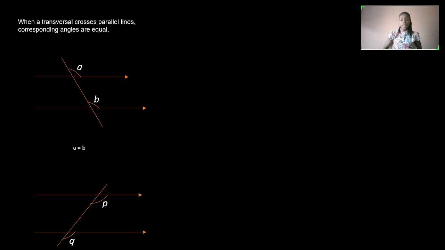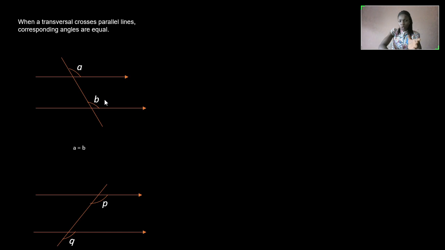So the next one we have is when a transversal crosses parallel lines, corresponding angles are equal. Corresponding angles are equal. What do you mean by that? If you watch, the first one we have is angle A and we have angle B. And if you watch, they are corresponding. This is a line, this is also a line. This angle A is on top, while angle B is also on top of a line, in the same order.